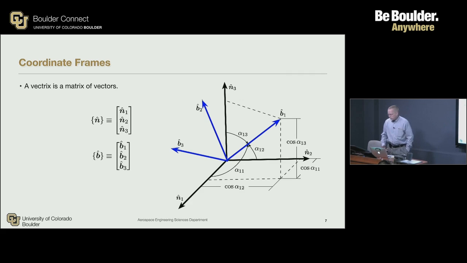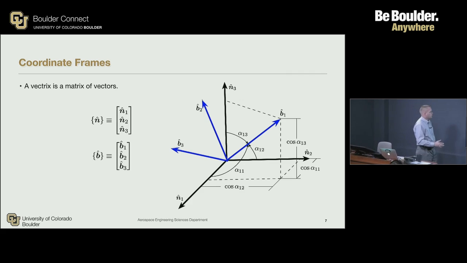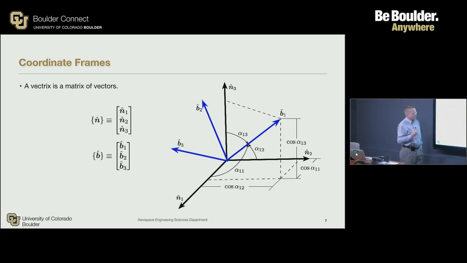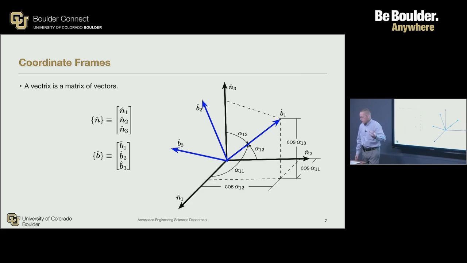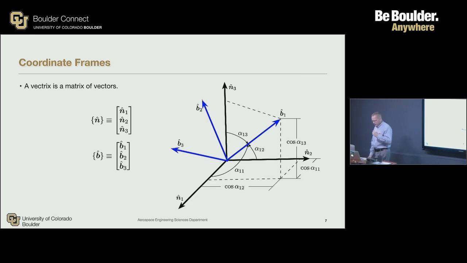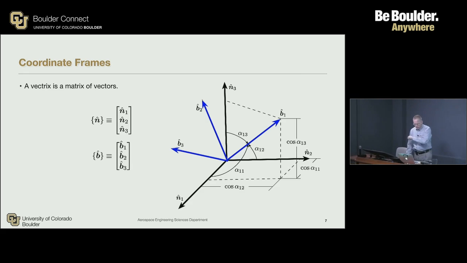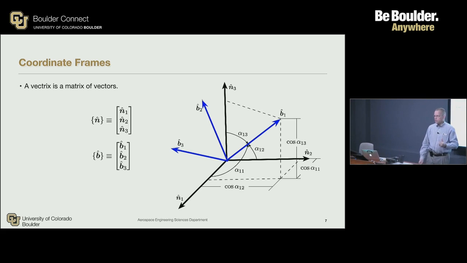So let's go through this. Again, the fundamentals are more review at this point, but I'm trying to get everything in the same notation. First, we have 2 frames. We have the B frame here in blue, and we have the N frame in black. And the definitions of angles I'll get to in a moment. The first thing I want to define is this concept called a vectrix. It's a convenient way to do linear algebra with vectors.